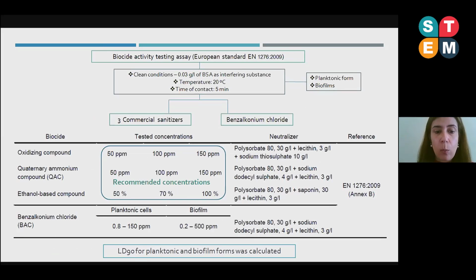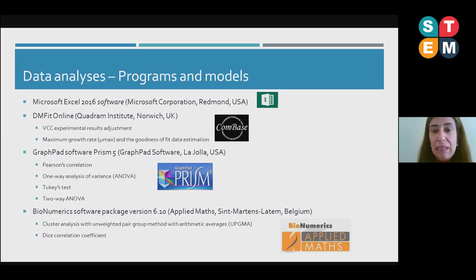Biocide activity testing was performed using a European standard for bactericidal activity evaluation of chemical disinfectants used in food and industrial areas. Commonly used biocides in those premises were evaluated, and so we selected an oxidizing compound, an ethanol-based compound, a quaternary ammonium compound, and also benzalkonium chloride. In this slide, we can see a summary of the statistical models and software we used for data analysis in this work.